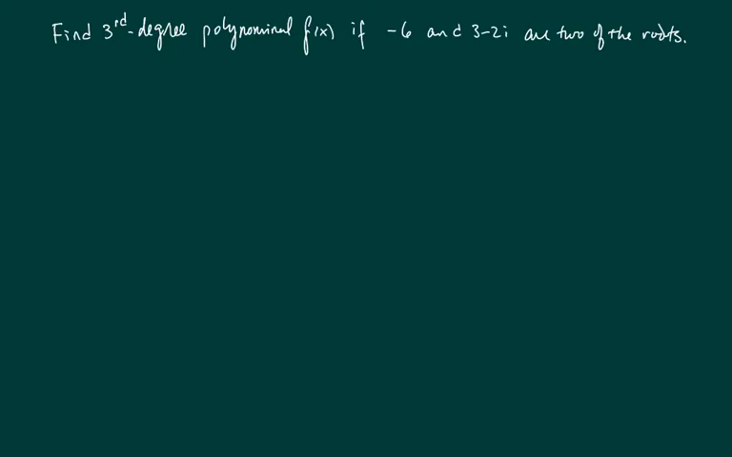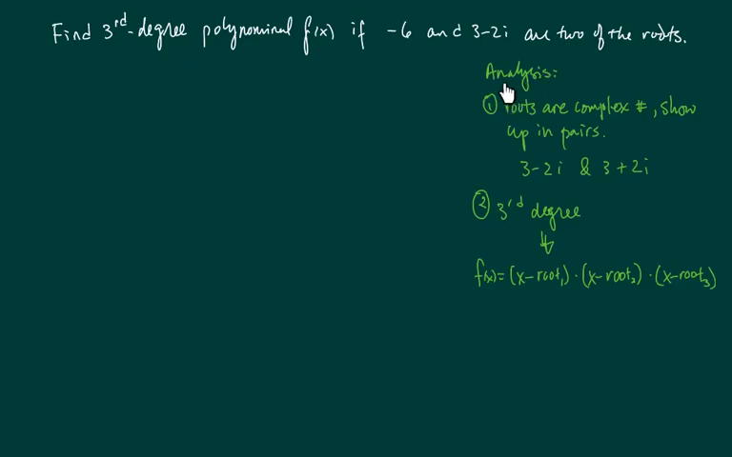Here's a typical question that shows up on the Algebra 2 exam. It's a third-degree polynomial with roots given, -6 and 3 minus 2i are two of the roots. They're asking what the function is. Well, let's do a quick analysis and solve this one. The analysis looks something like this.